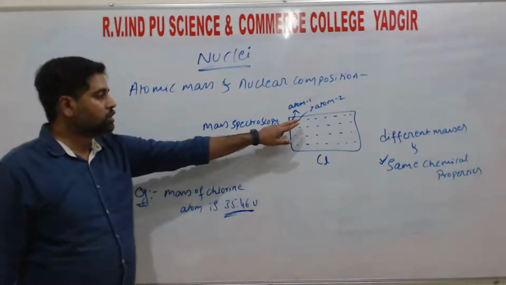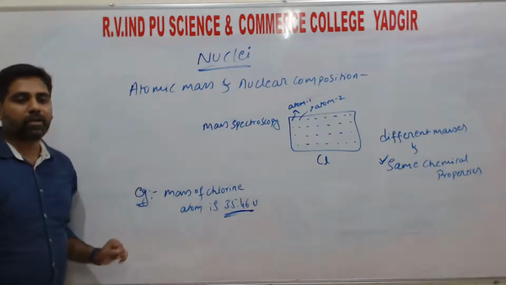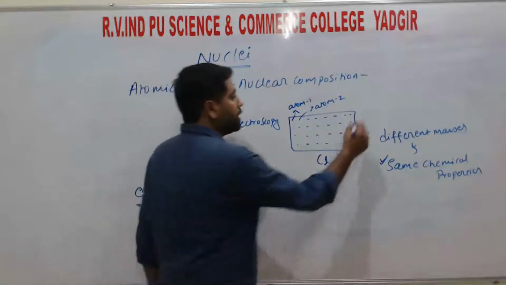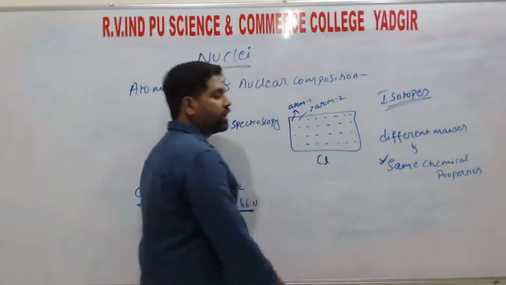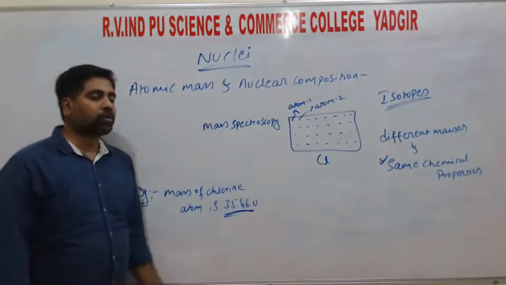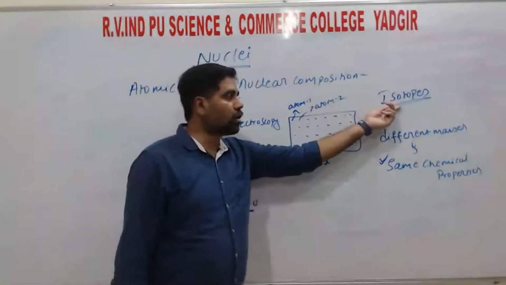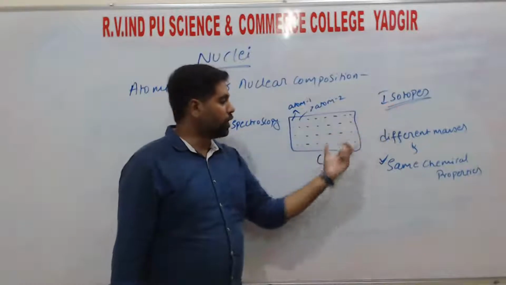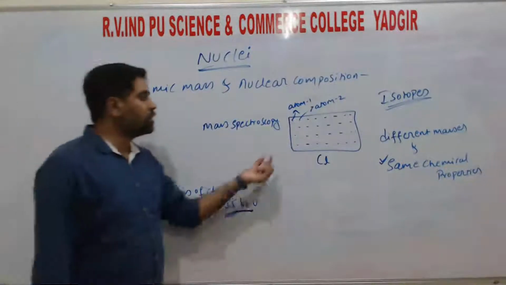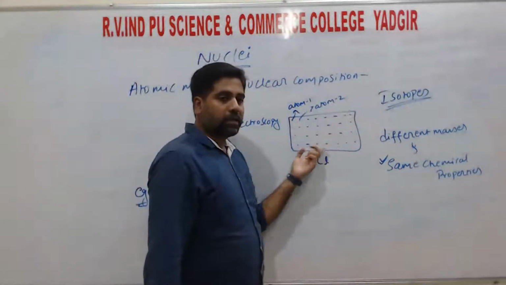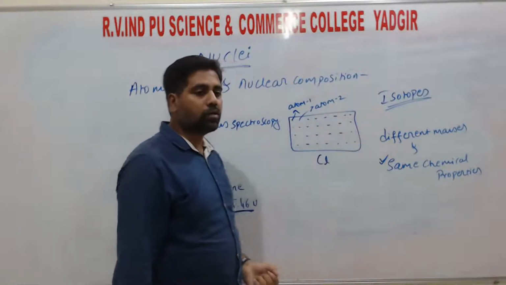So the atomic species which have different masses in the same element are called isotopes. So they are given the name isotopes. So what are isotopes? Any element having different masses, those are called isotopes, right? Any element, either it may be chlorine or hydrogen, in the same element which have different masses, that we call isotopes, right?